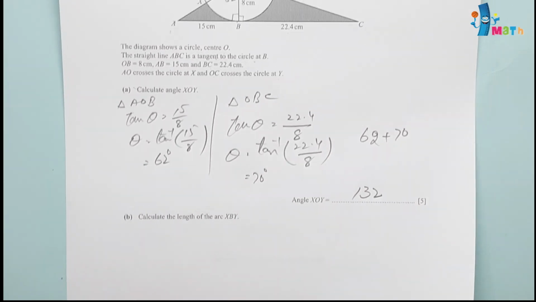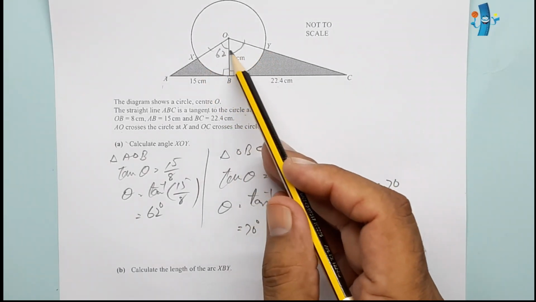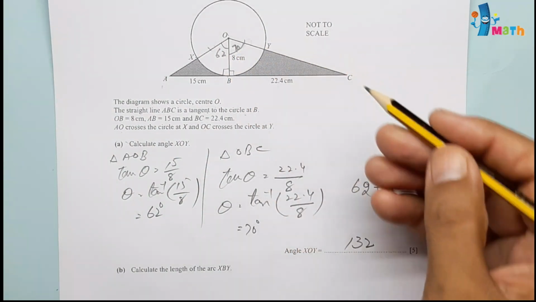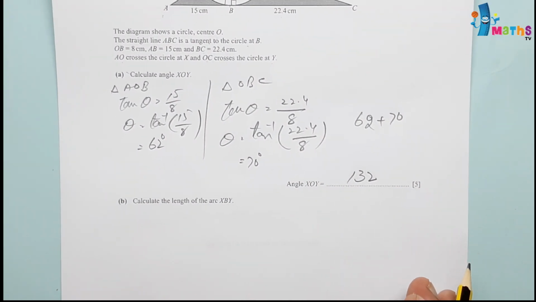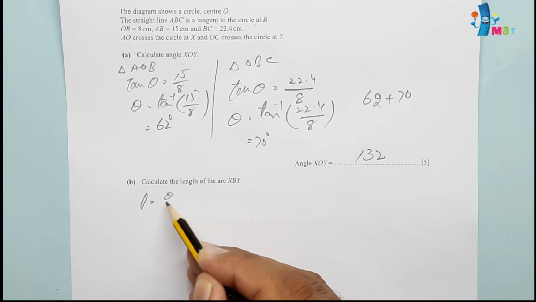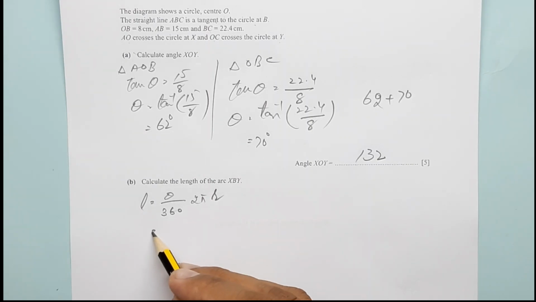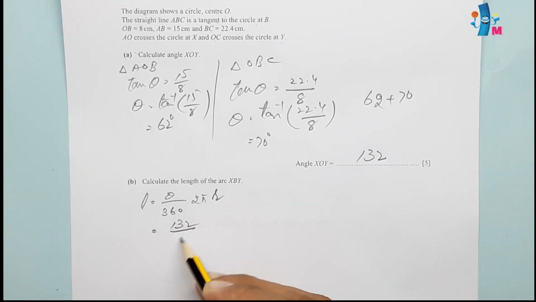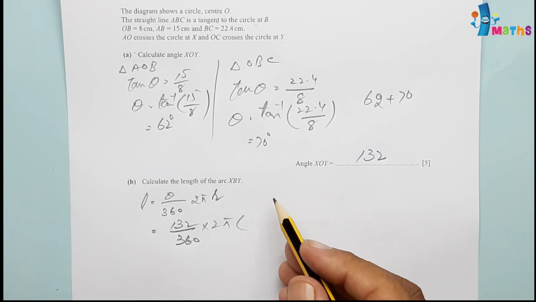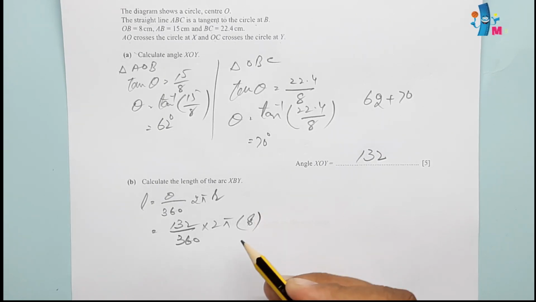Arc XBY, I'll show you the arc. This is XBY, this arc. Now we have this complete angle, which is 62 plus this is 70, 132. So we can use the angle 132 with the arc length formula. So L is equal to theta over 360 into 2 pi r. So theta is 132 over 360 multiplied by 2 pi into r. The r value is what? R is 8 centimeters. From the diagram we can check.